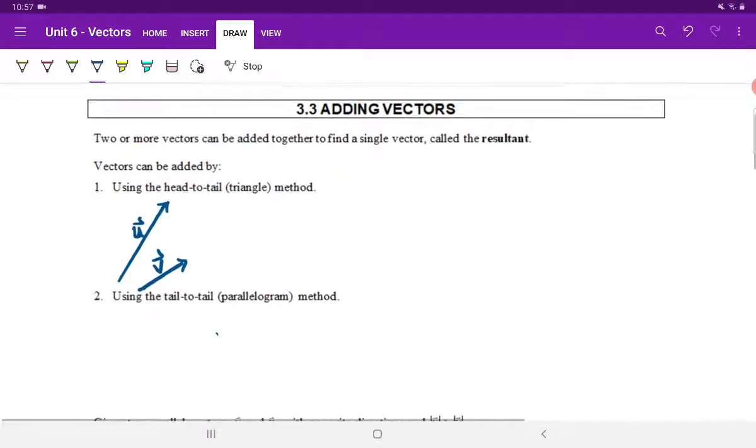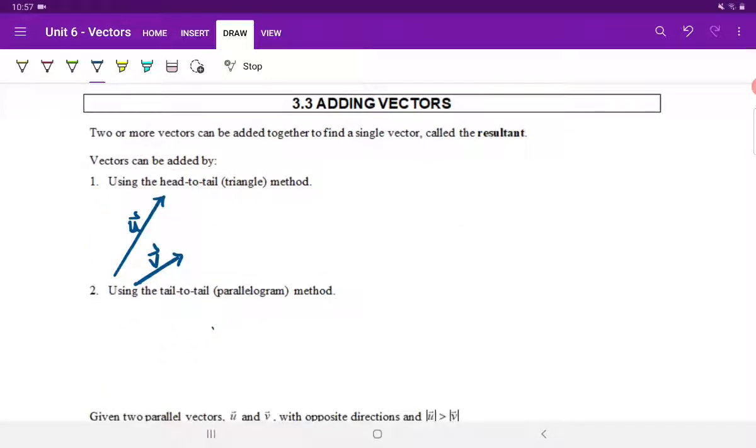Okay, so there's two different methods of adding vectors. One is called the head-to-tail method. The other is called the tail-to-tail method. Okay, in the head-to-tail method, it's kind of exactly what it implies, is you're going to draw these. If I have the vectors U and V here and I wanted to find the resultant, I'm going to draw these vectors head to tail.